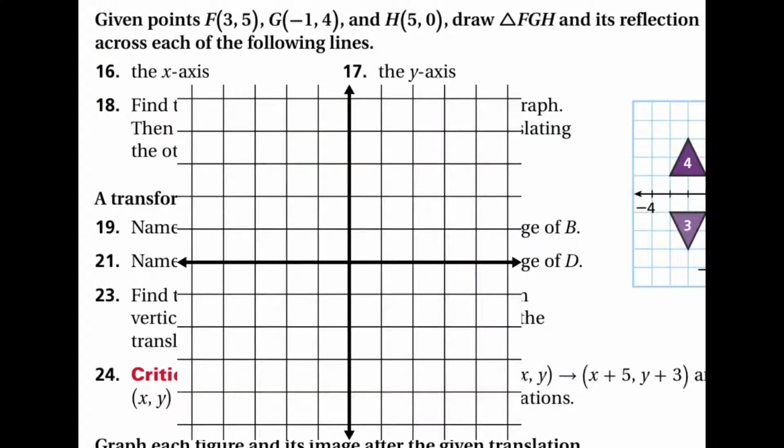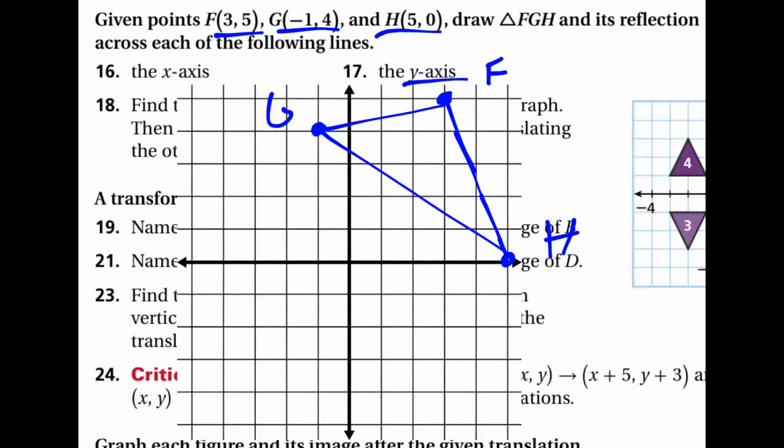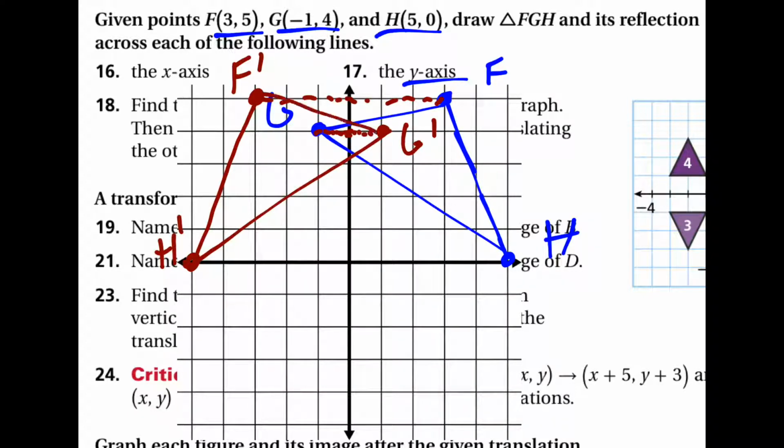For 17, I'm going to plot these 3 points, and then I'm going to reflect it across the y-axis. So here is a triangle, and point G will be opposite the y-axis here. We'll call that G prime. Whatever distance I travel to get to the y-axis, I travel it again. The same thing goes on for point F. F prime is over here, and H prime down in the corner. And you get this nice symmetrical little thing.